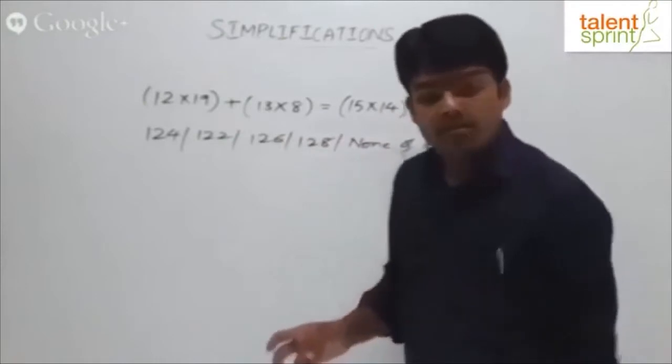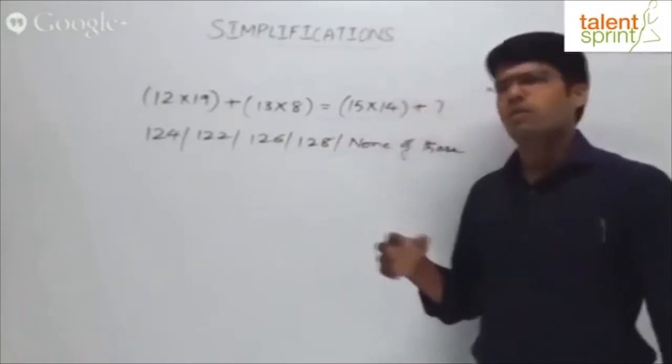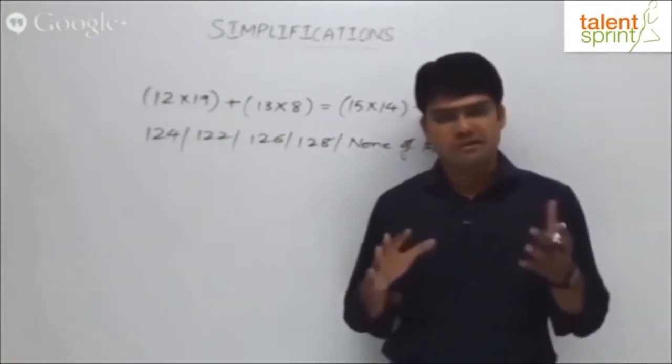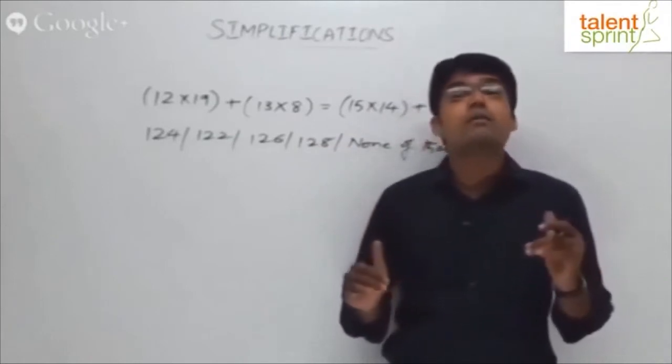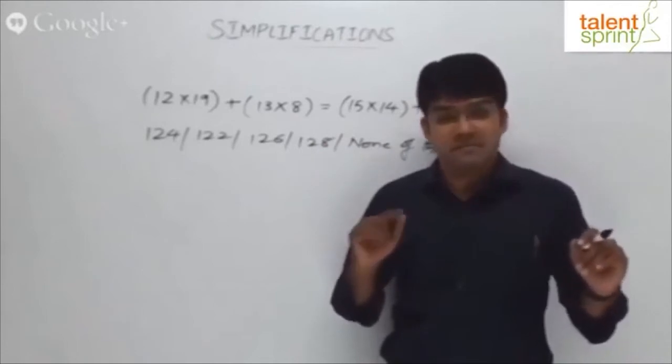Now let me tell you friends, because the fifth option is none of this, the unit space digit is actually not going to work. That may not help you in getting the right answer. But definitely you'll be able to eliminate some of the answer options here. I'll tell you the reason.